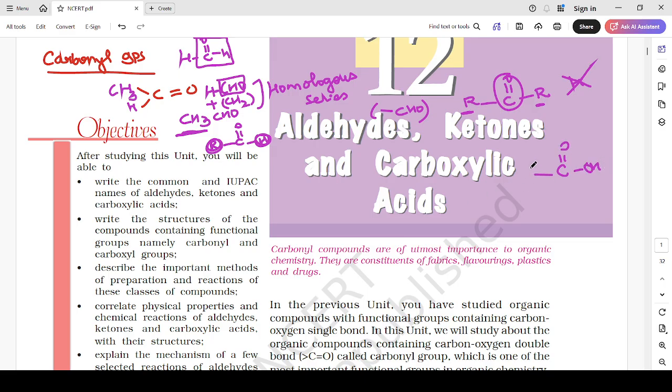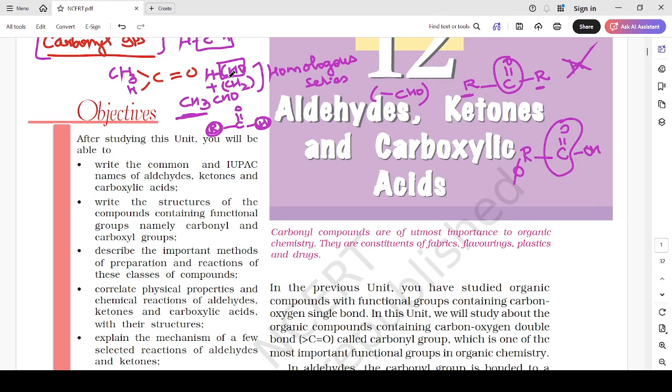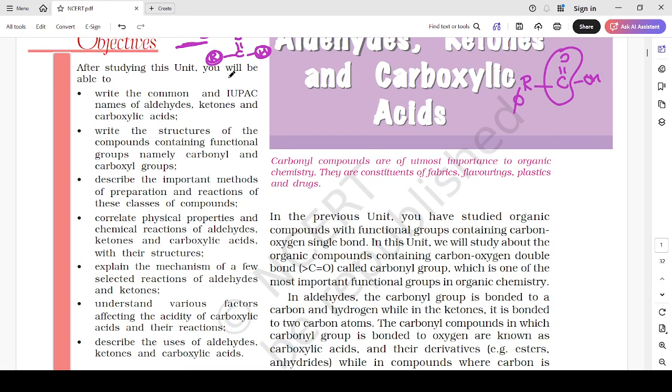COOH. This R could be anything. It could be aliphatic, or it could be aromatic as well. Here also you are able to see the carbonyl group is there. So I mentioned all these three. The basic common thing among them is the carbonyl group, so we also call them carbonyl compounds.